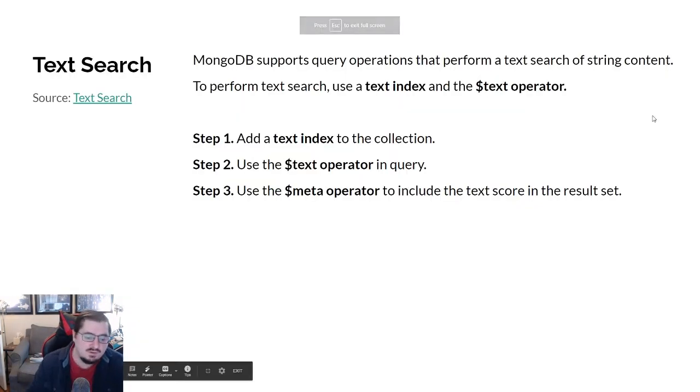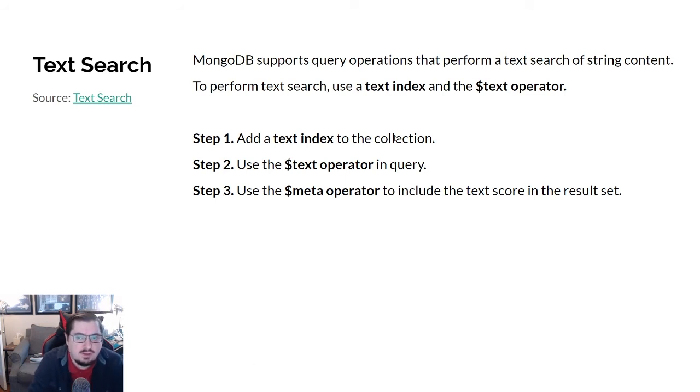Okay. So the index is created. We can now use the text operator in our find, and then we'll use the meta operator in our score, in our search, in our sort, to actually sort the results by that.